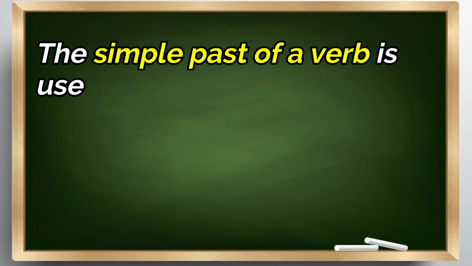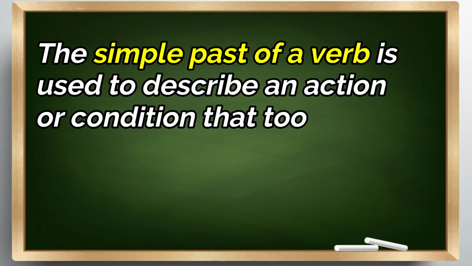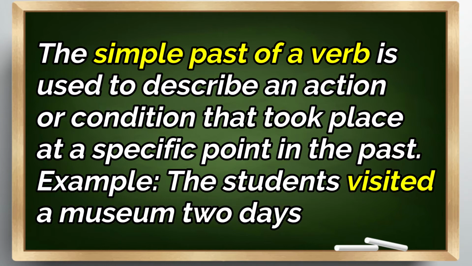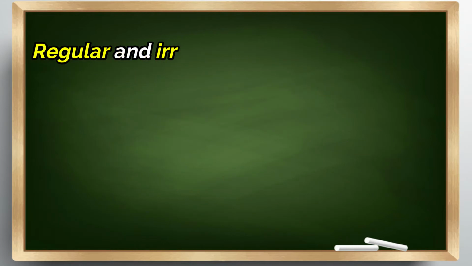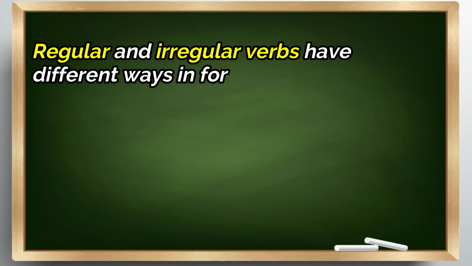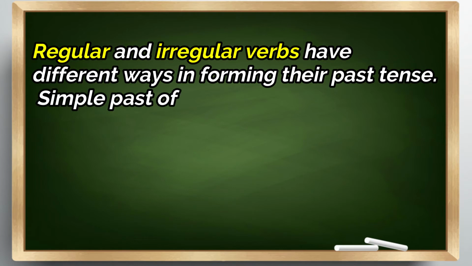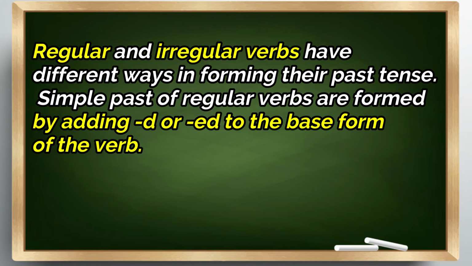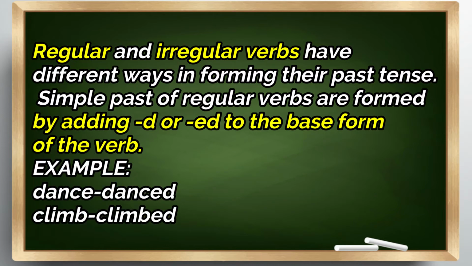The simple past of the verb is used to describe an action or condition that took place at a specific point in the past. Example, the students visited a museum 2 days ago. Regular and irregular verbs have different ways in forming their past tense. Simple past of regular verbs are formed by adding D or ED to the base form of the verb. Example, dance, danced. Climb, climbed.